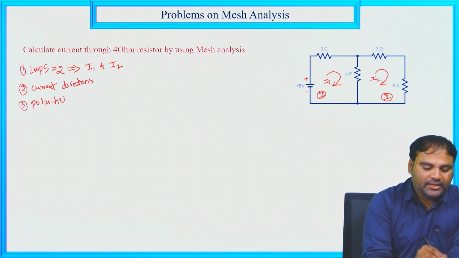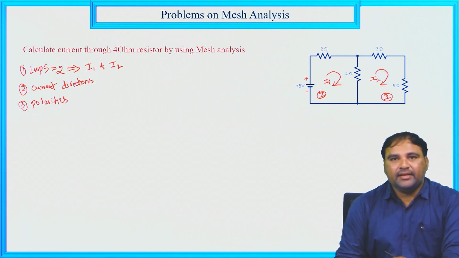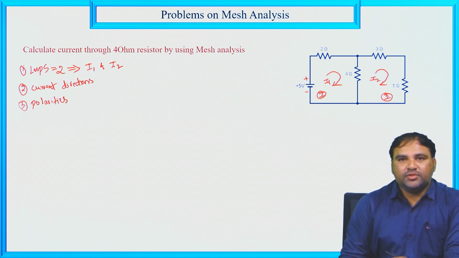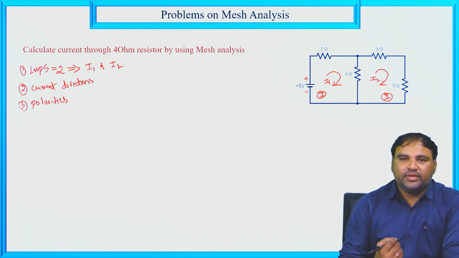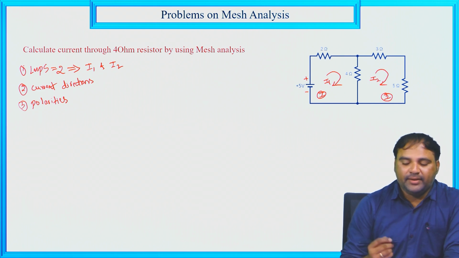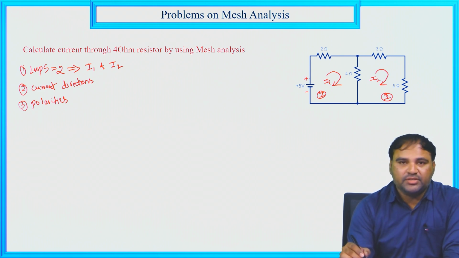We have to assign the polarities in a given element. Here we have the elements 2 ohm, 3 ohm, 4 ohm and 5 ohm. For these 4 resistors we have to assign the polarities. The polarities depend on the current directions. Starting from the positive.